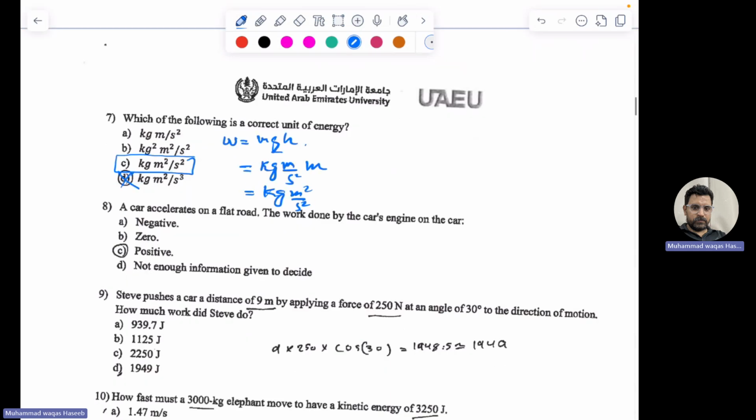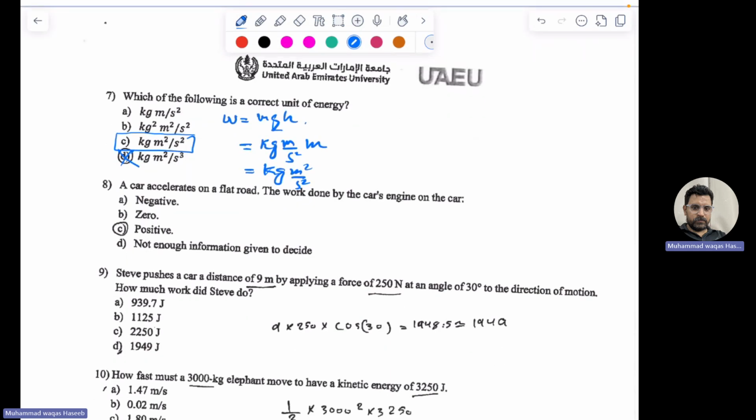not this. A car accelerates on a flat road. The work done by the car engine, because it's accelerating, so the work done is positive.